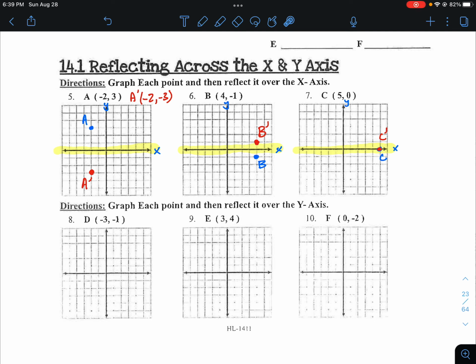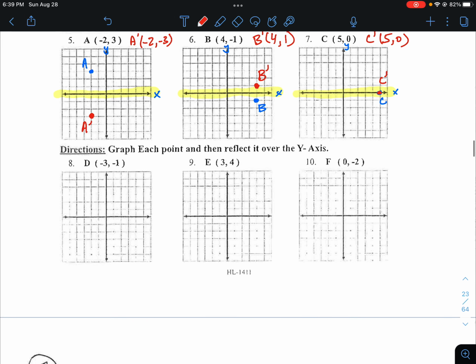Which makes sense, right? Because the first one was left 2, up 3. This one's left 2, down 3. So if B is 4 to the right and 1 down, B prime would be 4 to the right and 1 up, which would be (4, 1). And C prime is the exact same point. Nothing changed about it, so it's still at (5, 0). Let's take a look at the next section.